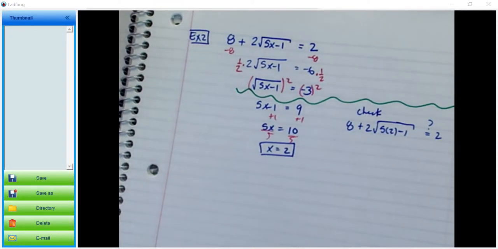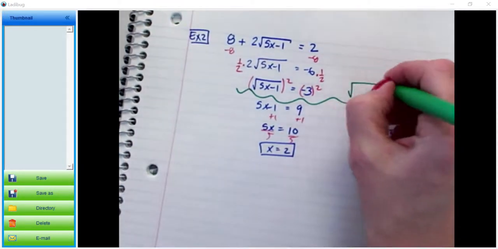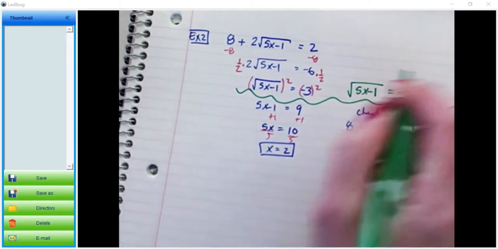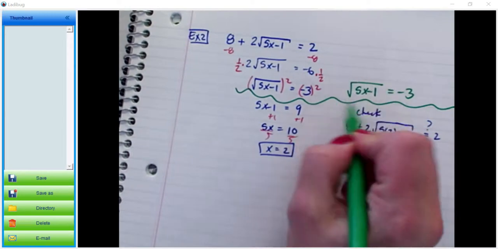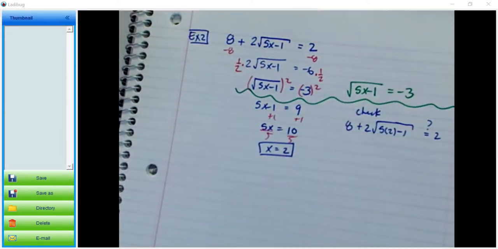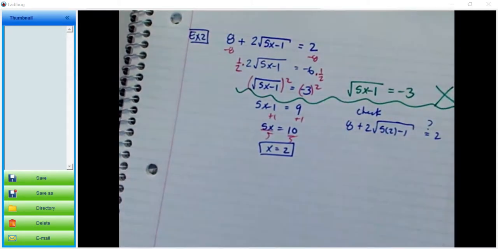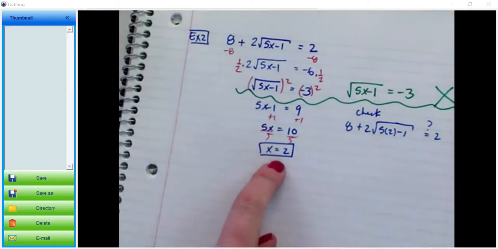Imaginary. Okay, 5x minus 1 equals, can you plug in to a square root and get a negative number? No. No, that's a trick. Because you got 2. Guess what? You didn't do anything wrong. You just missed the extraneous solution. So there's no solution. So in this particular case, there is no solution.